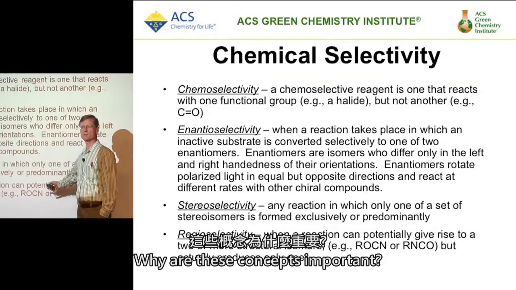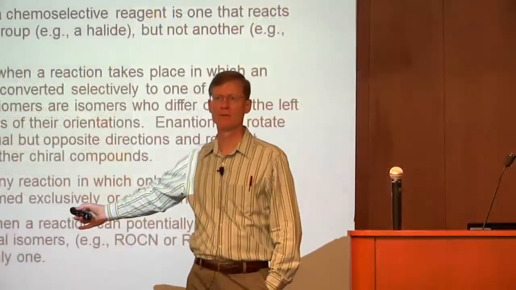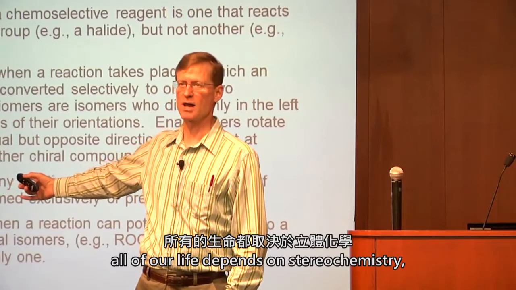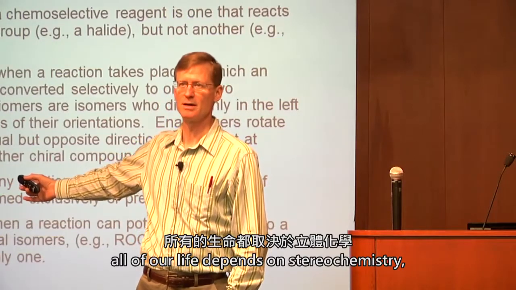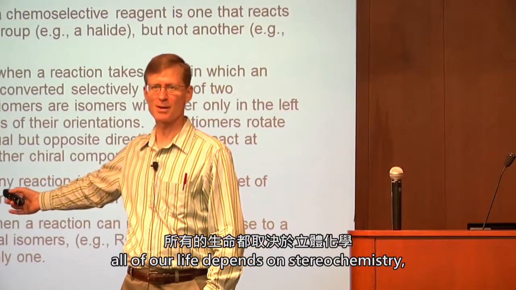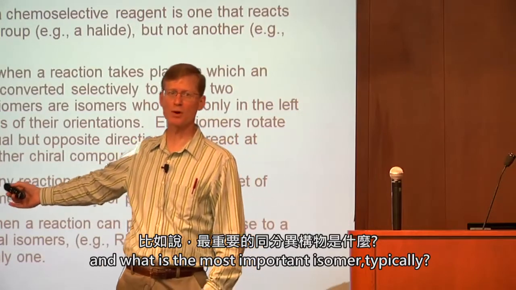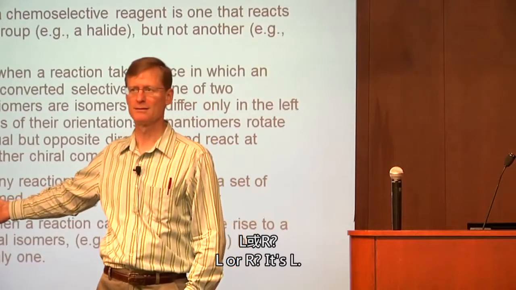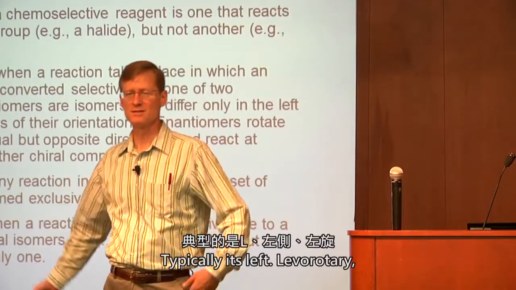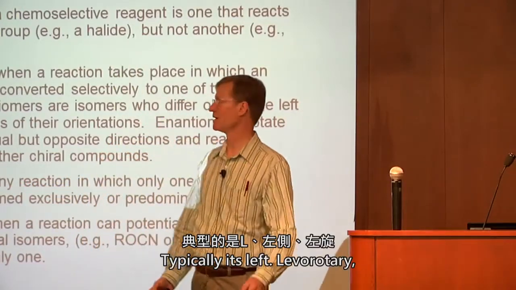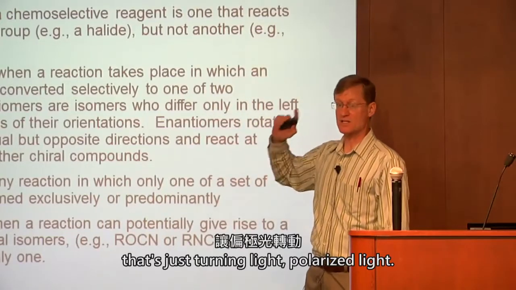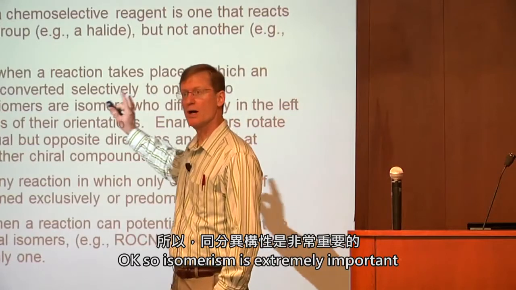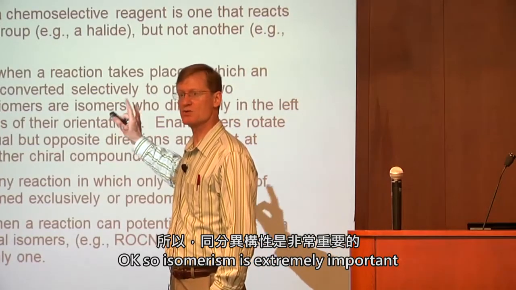Why are these concepts important? Mirror images. All of our life depends on stereochemistry. And what is the most important isomer typically? It's the L or R. It's L. Typically it's left, okay? Levorotatory. That's just turning light, polarized light, okay? So isomerism is extremely important.